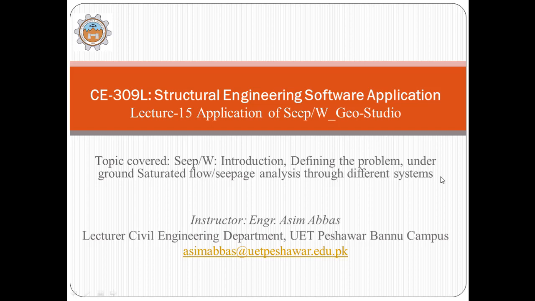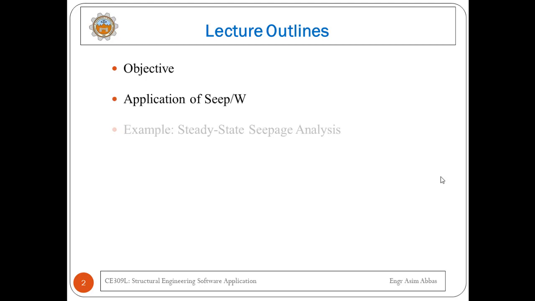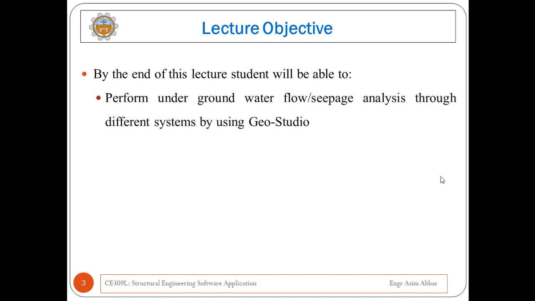Okay, in today's lecture, I will discuss the application of the Seep feature of GeoStudio. The lecture outline is: objective of the lecture, application of Seep, and an example on steady-state seepage analysis by using the Seep feature of GeoStudio. A class task is given for student practice at the end. Lecture objective: by the end of this lecture, the student will be able to perform underground water flow or seepage analysis of different structures by using GeoStudio.